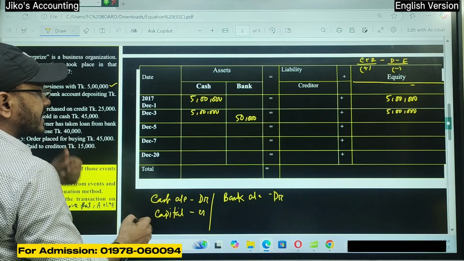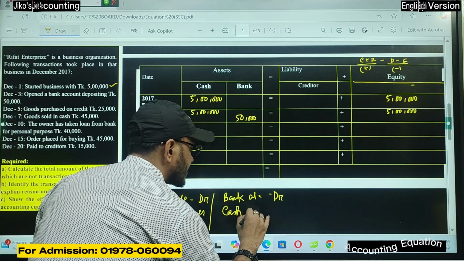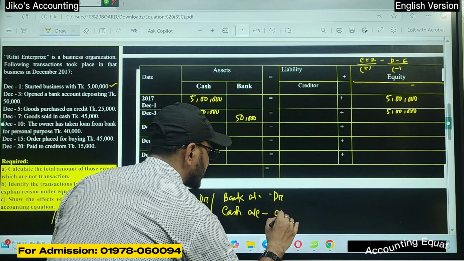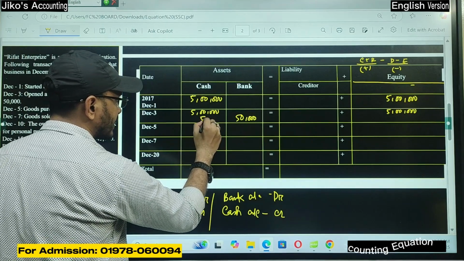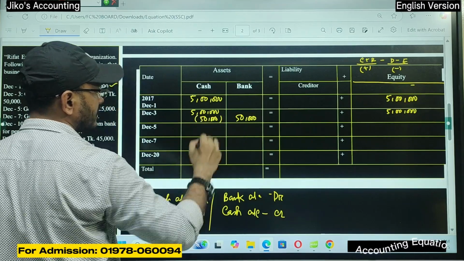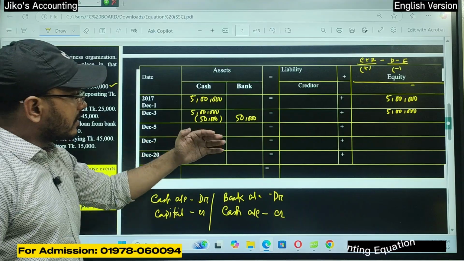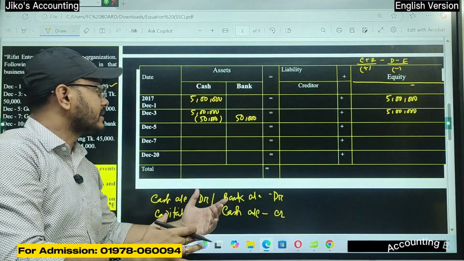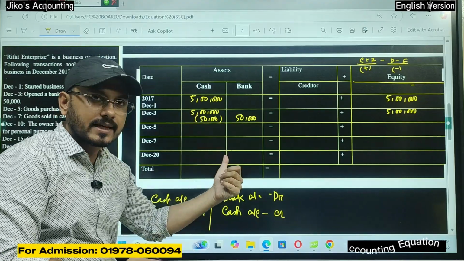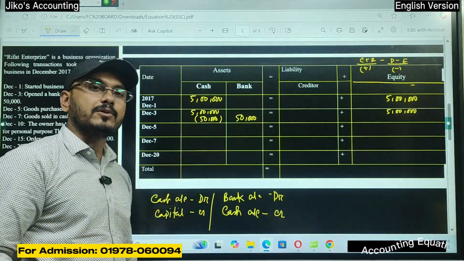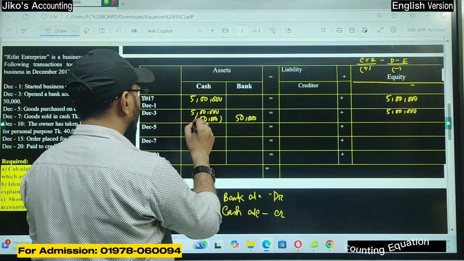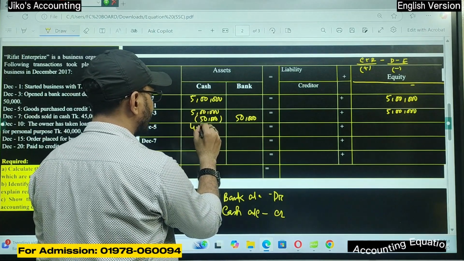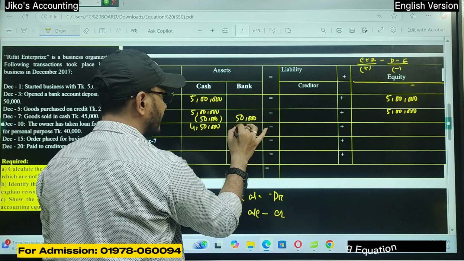On the other hand, how about my cash situation? Reduction of the cash because of this payment, cash account credit. So deduct from cash. Is it clear, sir? On the one side, my bank account has increased. On the other hand, because of these transactions, my cash reduces. Deduct this one. What is my amount here? 4 lakh 50,000 and 50,000.